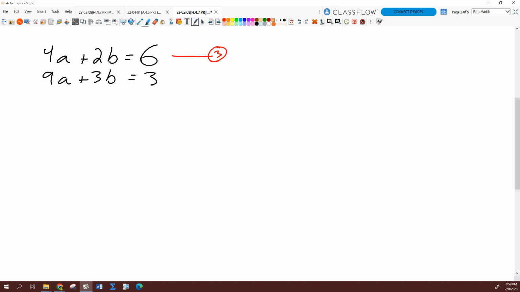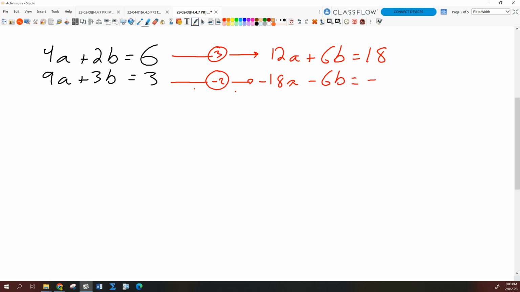If I distribute a 3 all the way through, I'm going to get 12a plus 6b equals 18. What should I multiply the bottom one by? -2, because I want to get opposite coefficients. So when I add them, they'll cancel. So if I multiply by -2, I get -18a minus 6b equals -6. And if I add those up, look what happens. We eliminate the b's. That's good.